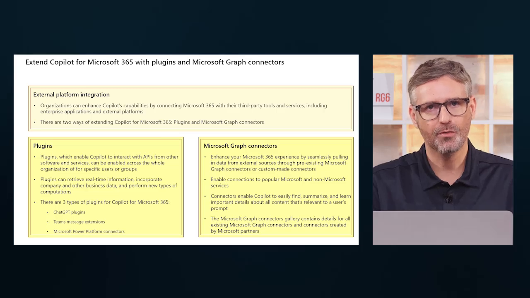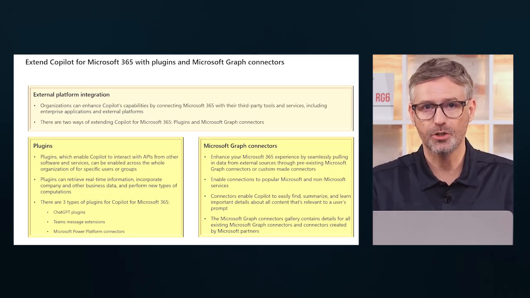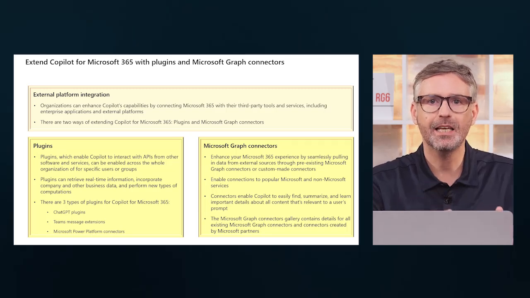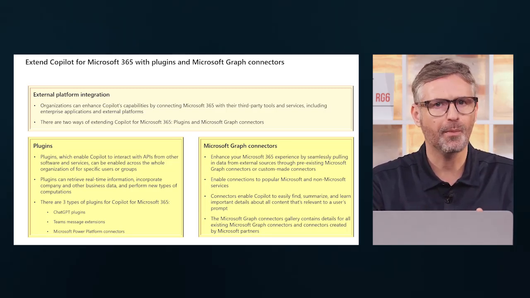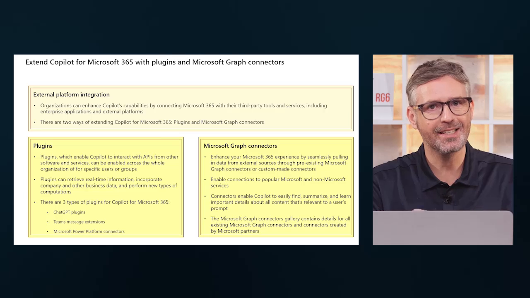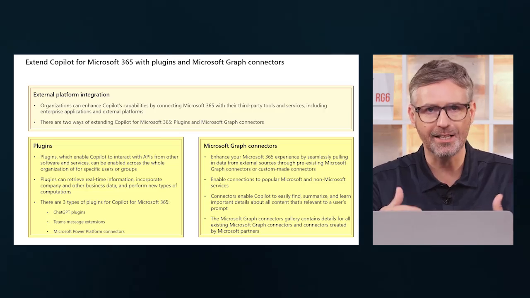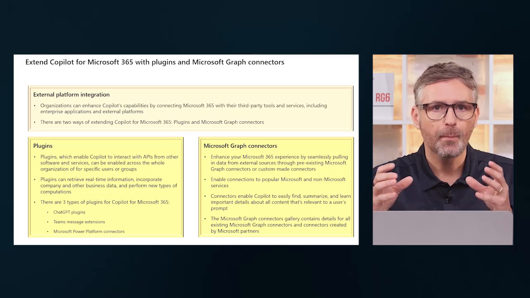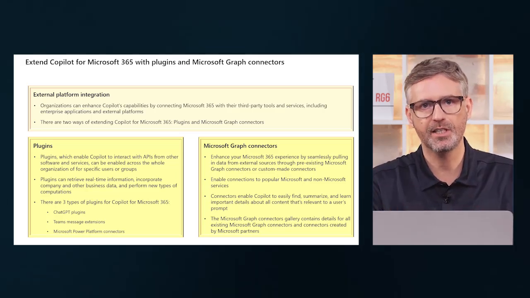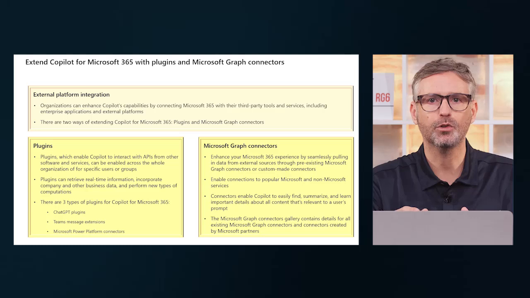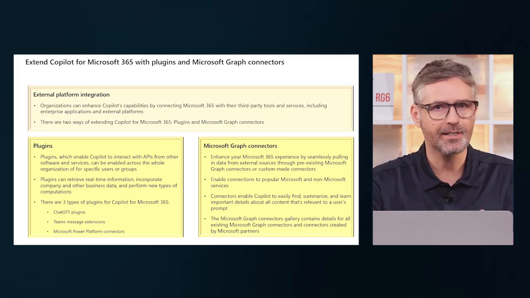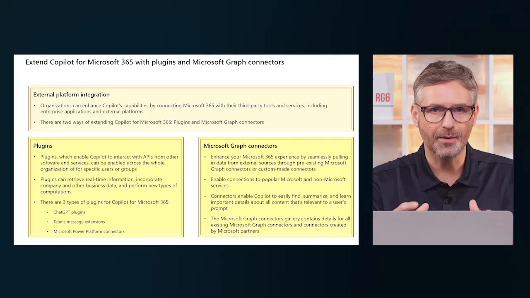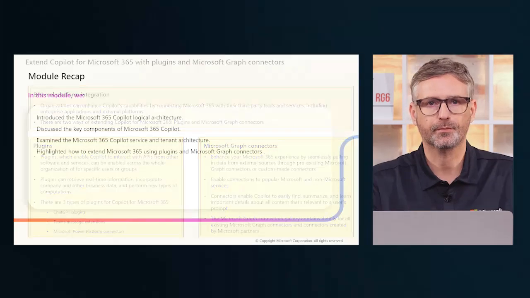We also have Microsoft Graph Connectors. With those connectors, you can enhance your Microsoft 365 experience by seamlessly pulling in data from external sources through pre-existing Microsoft Graph connectors or custom-made connectors. You can also enable connections to popular Microsoft and non-Microsoft services, and enable Copilot to easily find, summarize, and learn important details about all content that's relevant to a user's prompt.